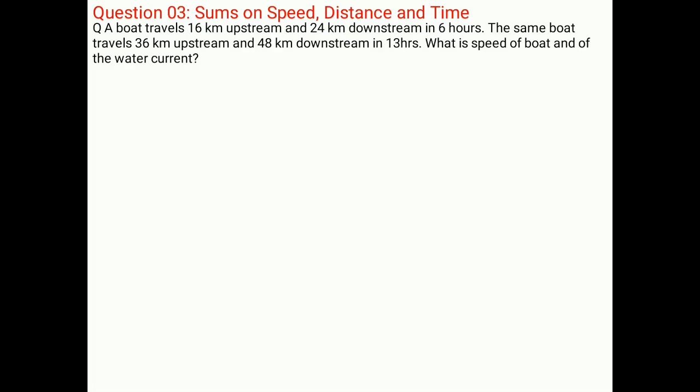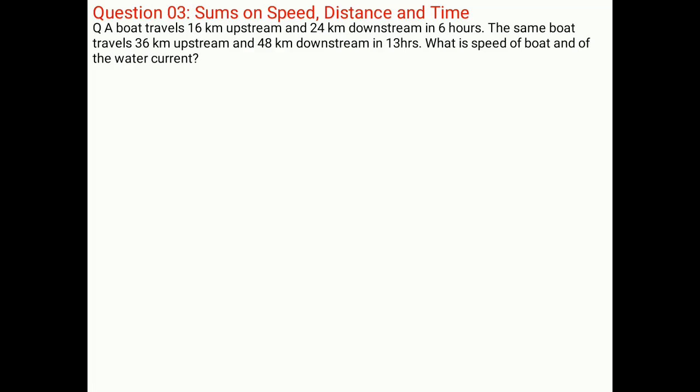Now let's take a sum on speed, distance and time. The question reads that a boat travels 16 kilometers upstream and 24 kilometers downstream in 6 hours. The same boat travels 36 kilometers upstream and 48 kilometers downstream in 13 hours. What is the speed of the boat and of the water current? Now we have to calculate the speed of the boat in still waters and the speed of the water current.